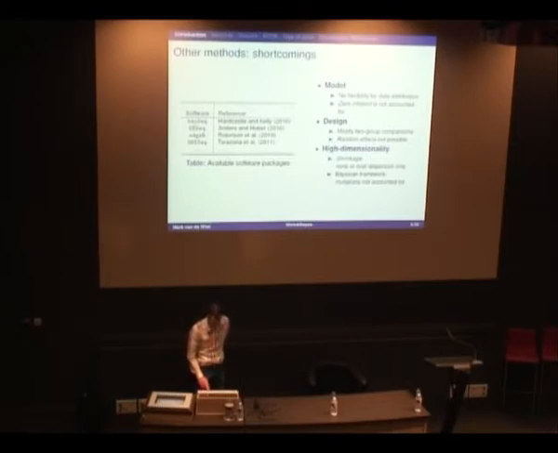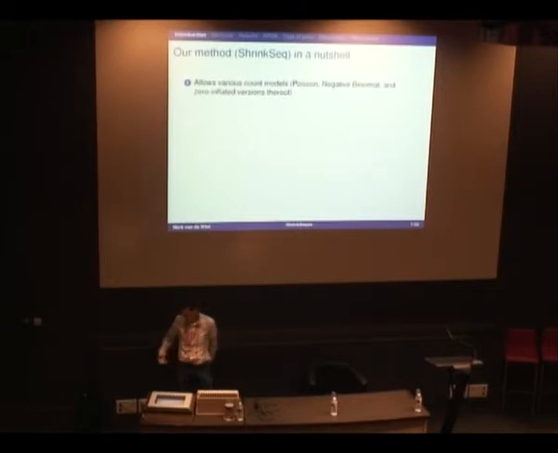So a lot of shortcomings, and good for us, because we decided, okay, let's take this challenge and see if we can come up with something better, always having this data in the back of our heads. Of course, the data is a good test case. So what is our method in a nutshell? I'll discuss the details later. It allows for various count models. I'll mostly be discussing the zero inflated negative binomial, but we could have used others, Poisson, Gaussian, etc.